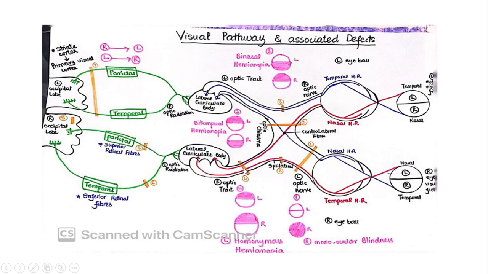Now we have to trace the fibers again. This fiber, if we trace it back, is coming from the left component of the left eye visual field, so we have shaded it here. If we trace the other fiber, it is also coming from the left component of the right eye visual field, so we have shaded it here.